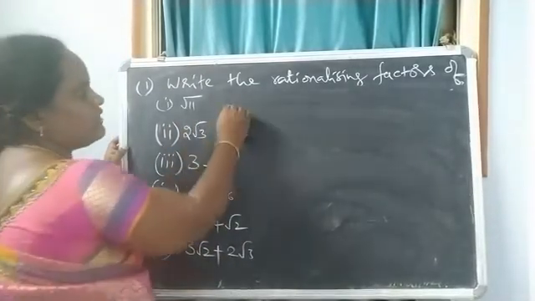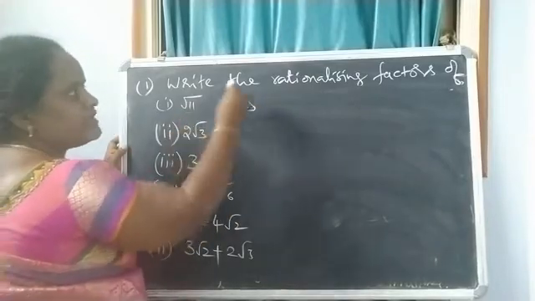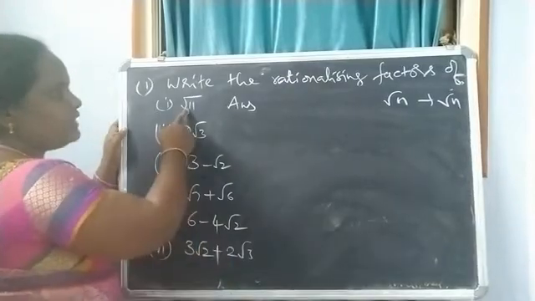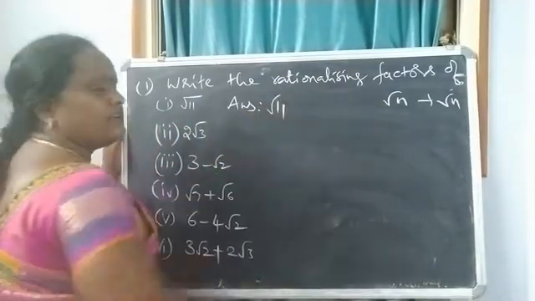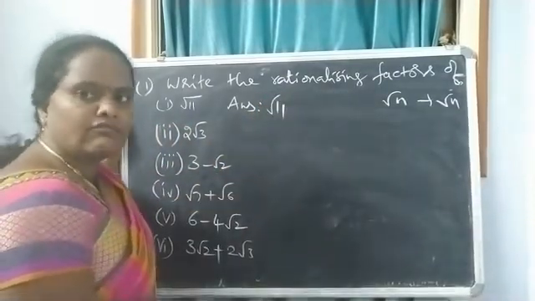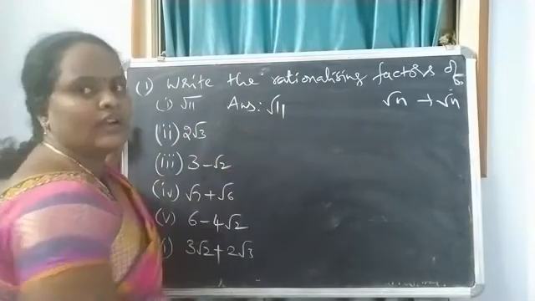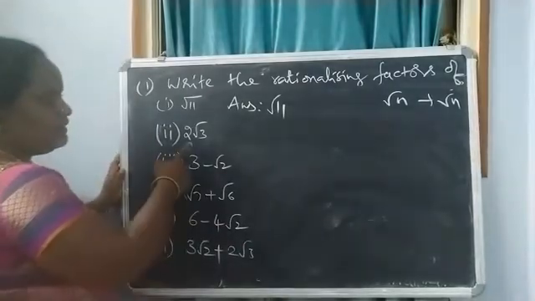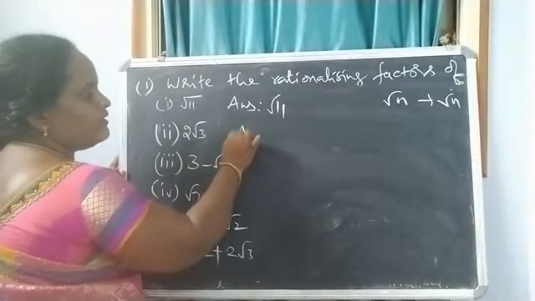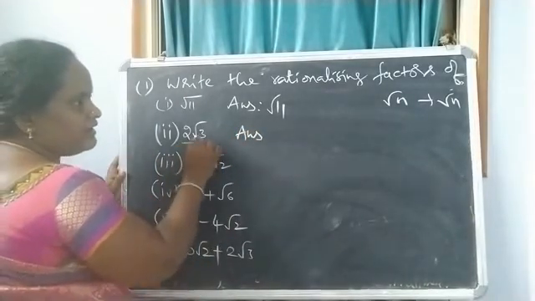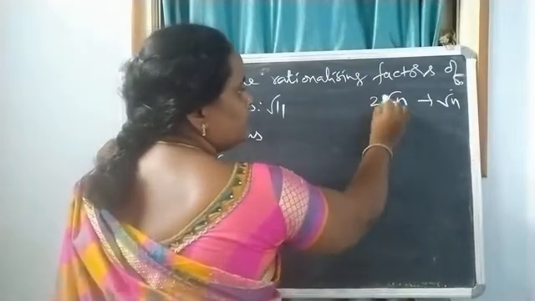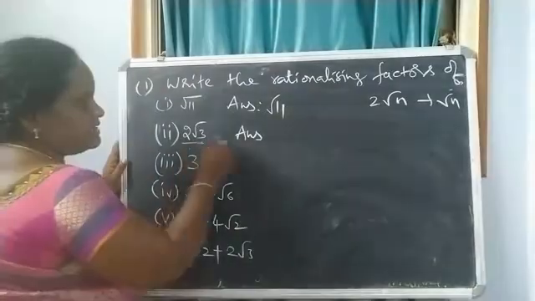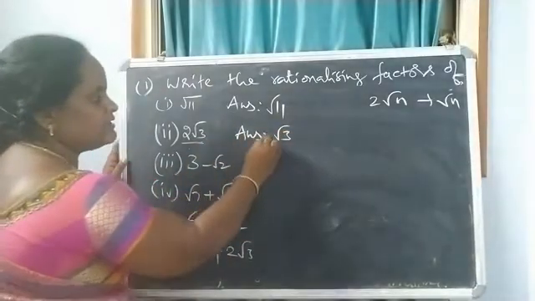So for the first one, root 11, we have seen that for root n, root n itself is the rationalizing factor. So root 11 is the rationalizing factor. Root 11 into root 11, that is root 11 whole square, equal to 11, a rational number. Now for 2 root 3, what is the rationalizing factor? Not only root n, even for 2 root n and 3 root n, root n is the rationalizing factor. So root 3 is the rationalizing factor.